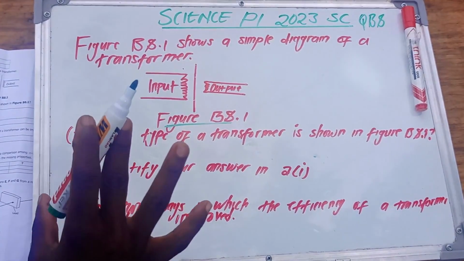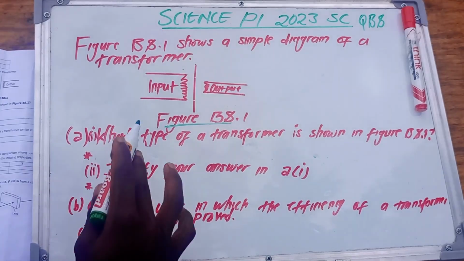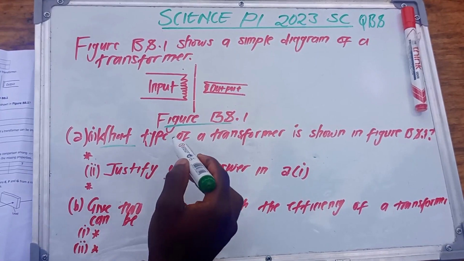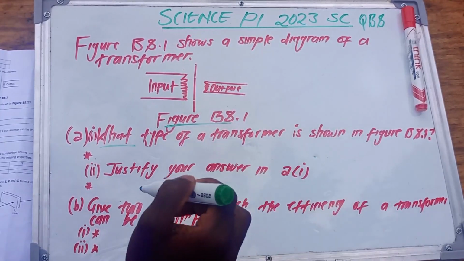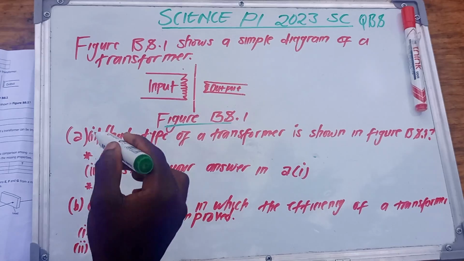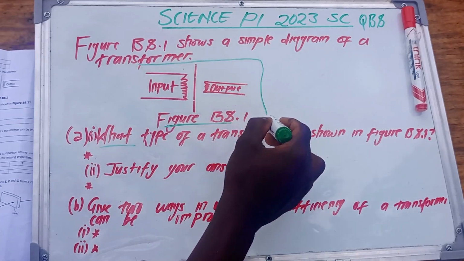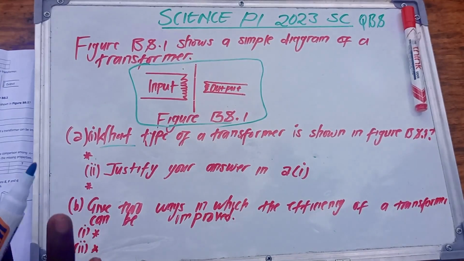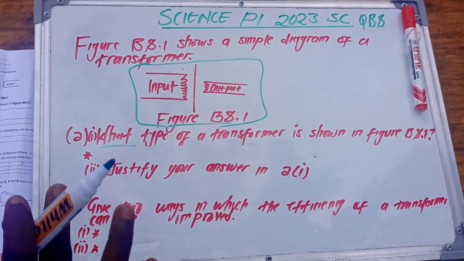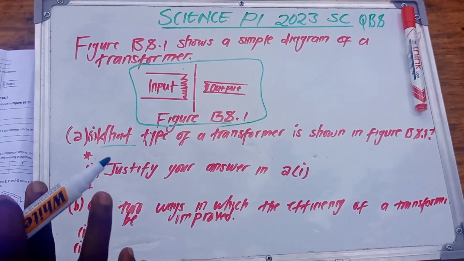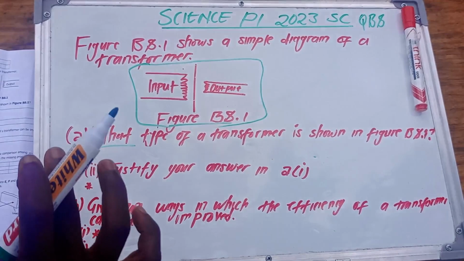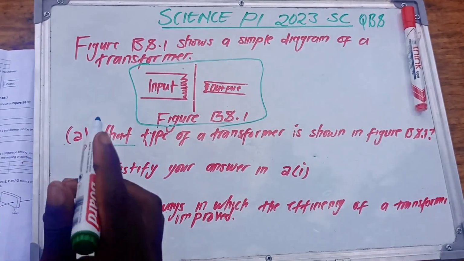So let's go to the question. Question A: what type of transformer is shown in figure B8? What is the type of this transformer which has been given to us? I want you to get some concepts. I want you to understand this because I believe that this question may actually come in your paper. So I want you to understand the concept which I'm going to explain.